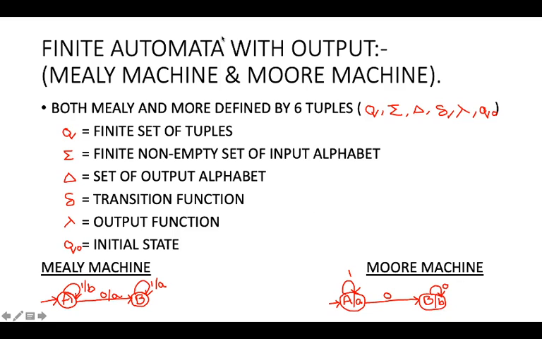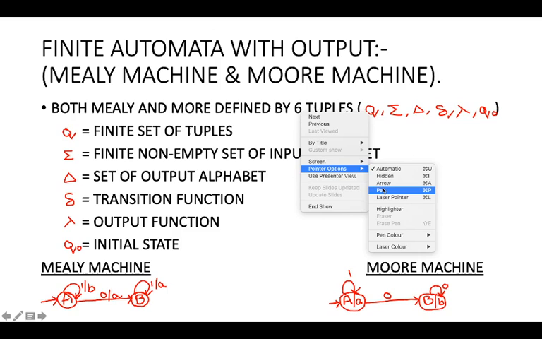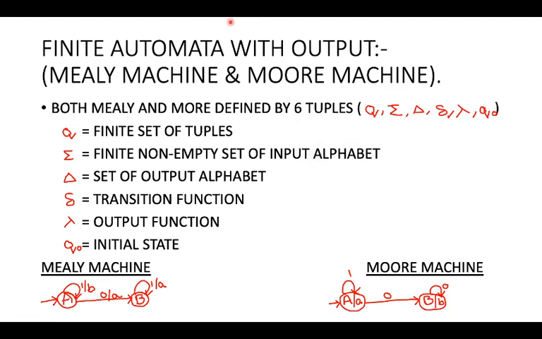Welcome back. In this video lecture, we are going to see finite automata with output. Finite automata with output are classified into two types: Mealy machine and Moore machine. Both the Mealy and Moore machines are defined by six tuples. The six tuples are the same for the Mealy and Moore machines.